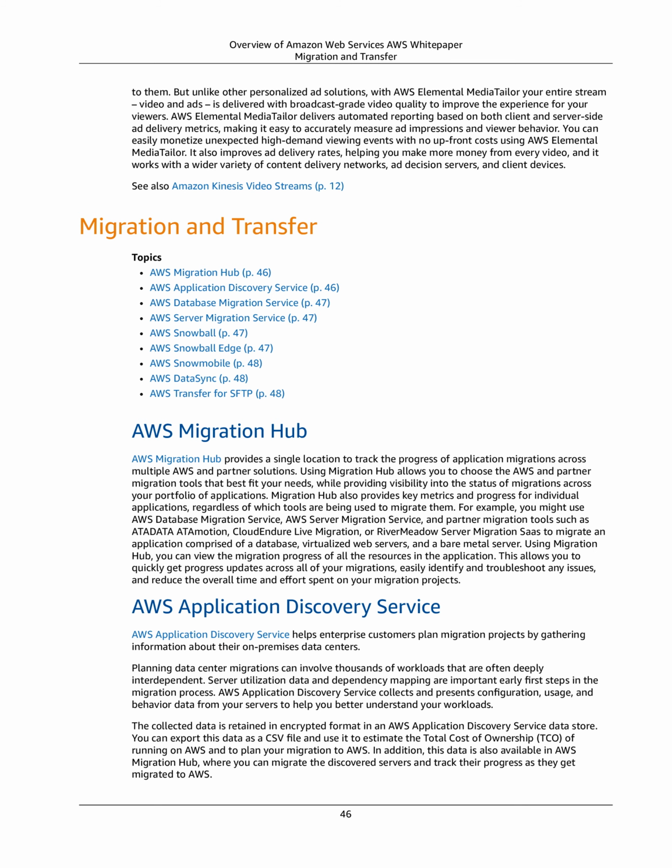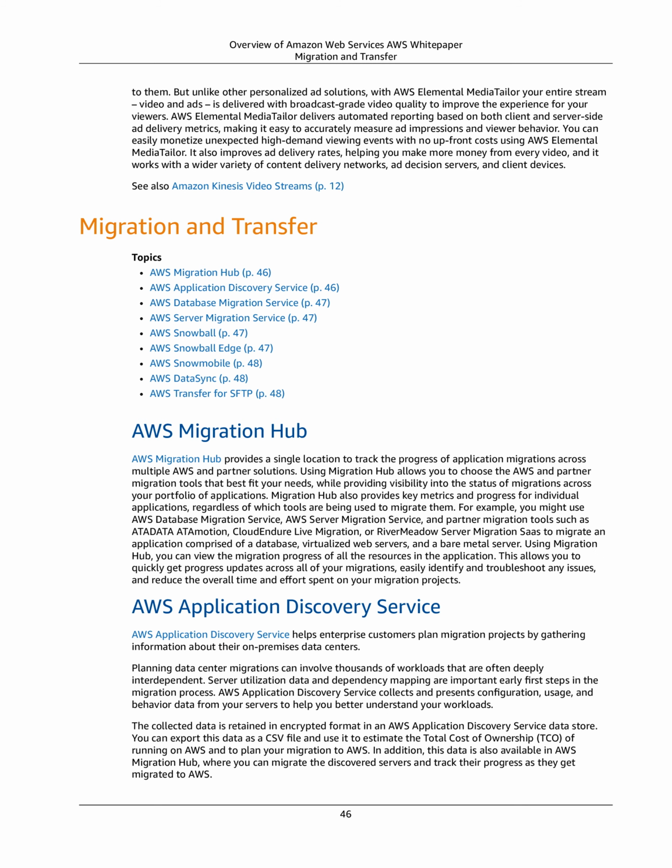Migration and transfer. AWS Migration Hub. AWS Migration Hub provides a single location to track the progress of application migrations across multiple AWS and partner solutions. Using Migration Hub allows you to choose the AWS and partner migration tools that best fit your needs, while providing visibility into the status of migrations across your portfolio of applications.